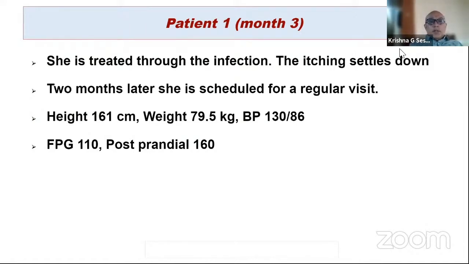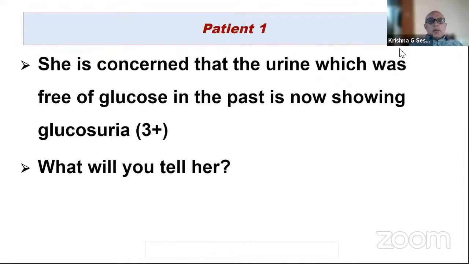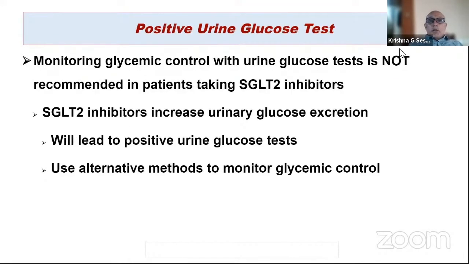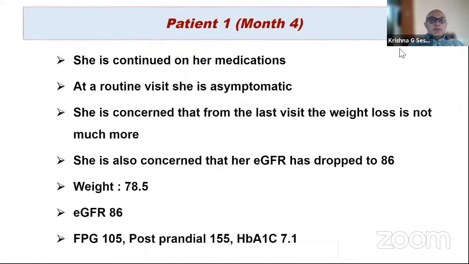So this patient was treated through the infection, the itching settled, and you can notice that her BMI has come down, her sugars are fairly close to normal. And remember, there was glucosuria, and all you have to tell this patient is that this is how the drug works. You really don't have to get urine glucoses regularly. Tell your lab to stop measuring it, and this way you can get this headache off your head.